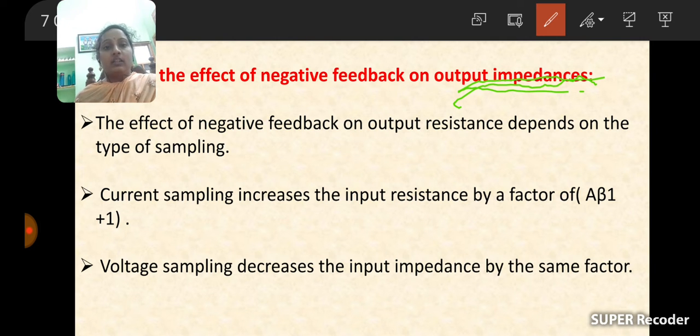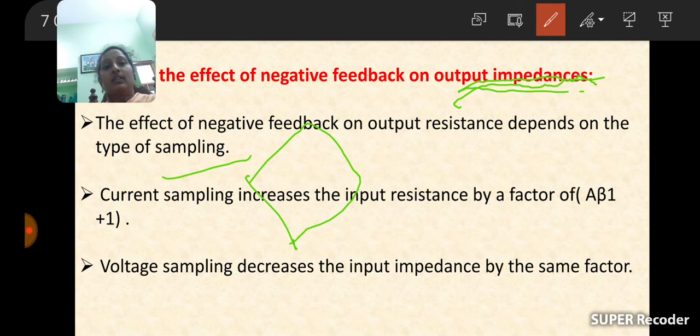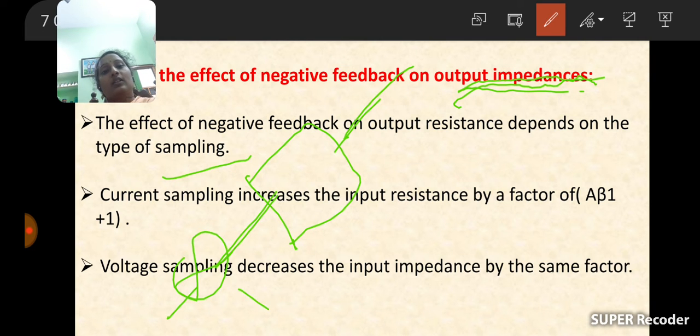Negative feedback will affect the impedance based on the type of sampling. How does it affect the output impedance? The cause is sampling. In feedback, we do the sampling like this. For example, this is the amplifier circuit. Feedback means connecting a fraction of the output back to the input. So this is the output, this is the input, and this is the sampling network.